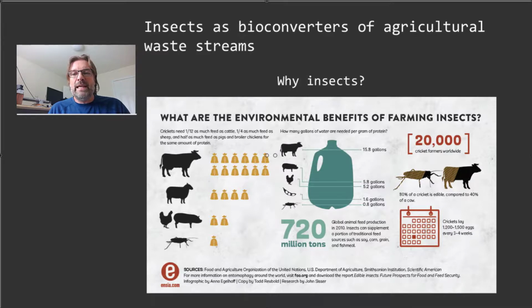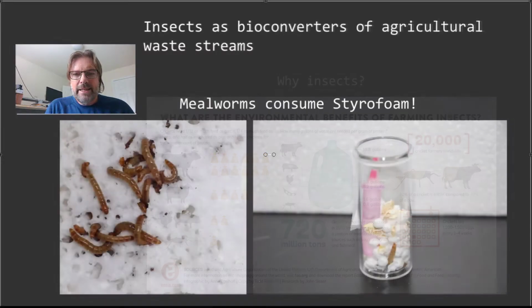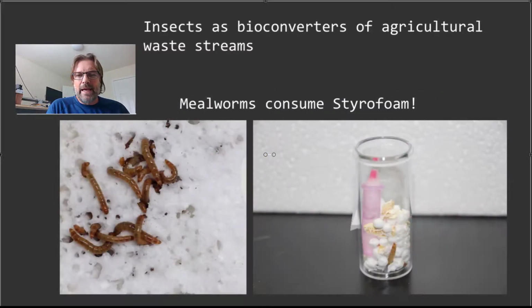We want to look at how we can mass rear this and turn it into a serious alternative to the existing livestock production systems that are out there, that we know are very, very huge contributors to climate change. As an example of extreme adaptability by insects, there are published records out there showing that mealworms can actually consume styrofoam.